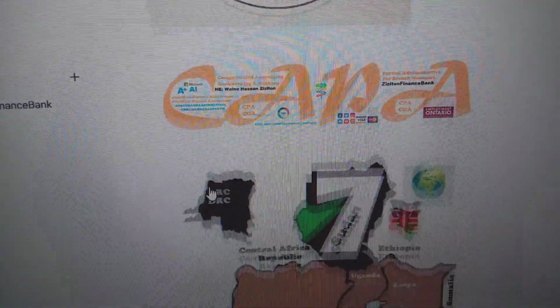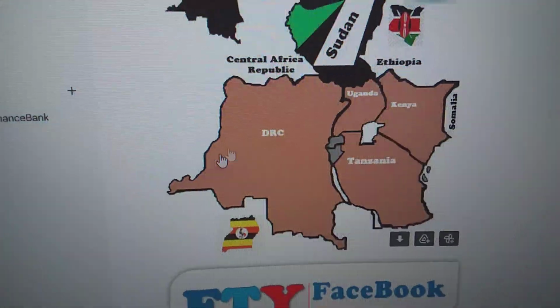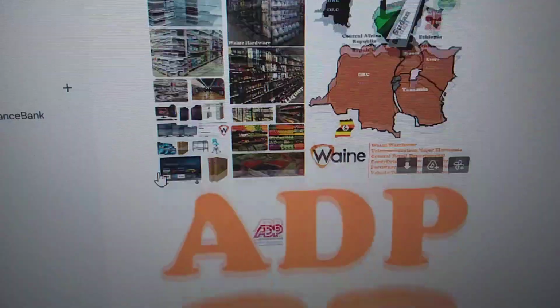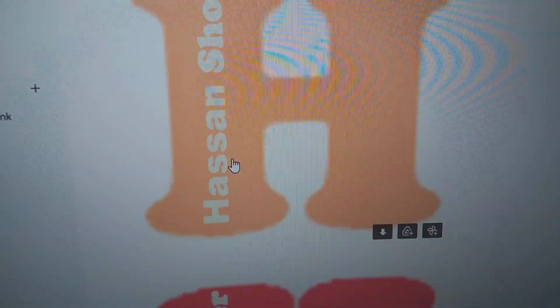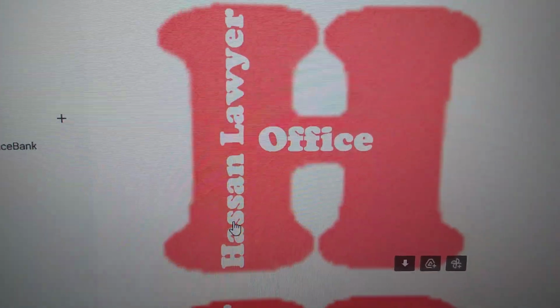And then briefly about Asia, and then briefly about the Sudan here, and then briefly about those ones there, and then briefly about those ones. And then for Hassan Law Office, that is Hassan Law Office, and then this is Hassan Soap, and then we have also Hassan Soap, and then Hassan's Law is Hassan Lawyer Office.